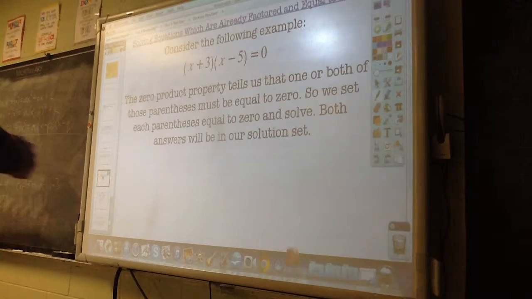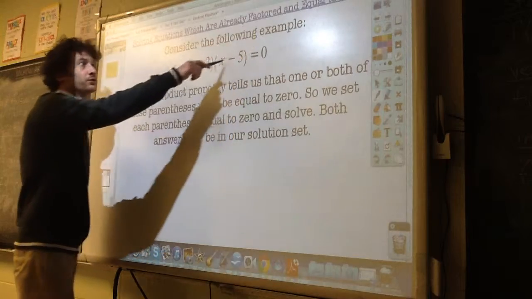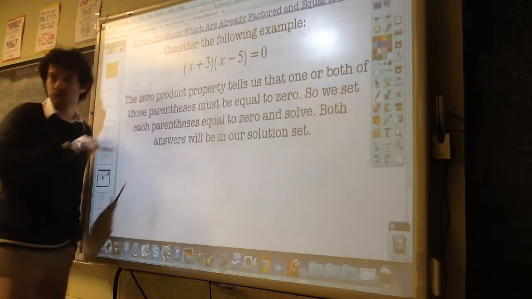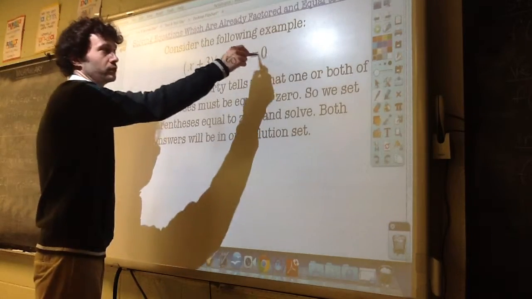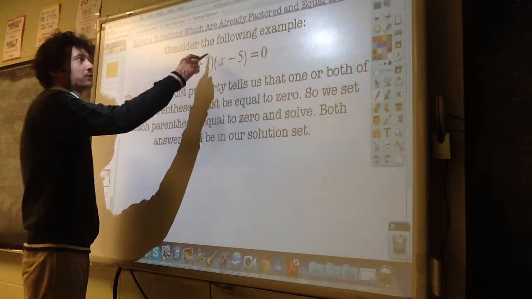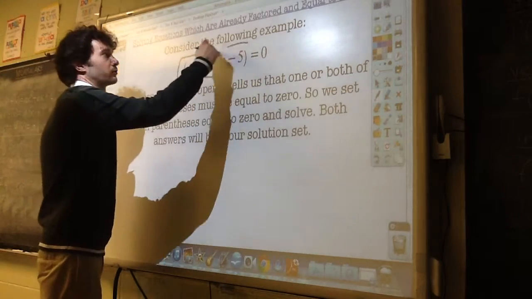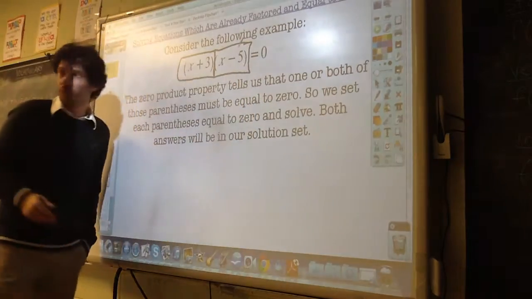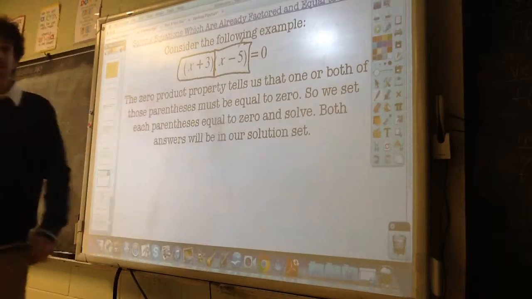Okay, so this first part is solving equations which we've already factored and which are already equal to 0. So you can see that this equation here is equal to 0, definitely. It's already equal to 0, and it's already been factored. And the factors are x plus 3, this is one of them, and x minus 5. Right? Remember when we would factor quadratic trinomials, we would get stuff that looks like this.